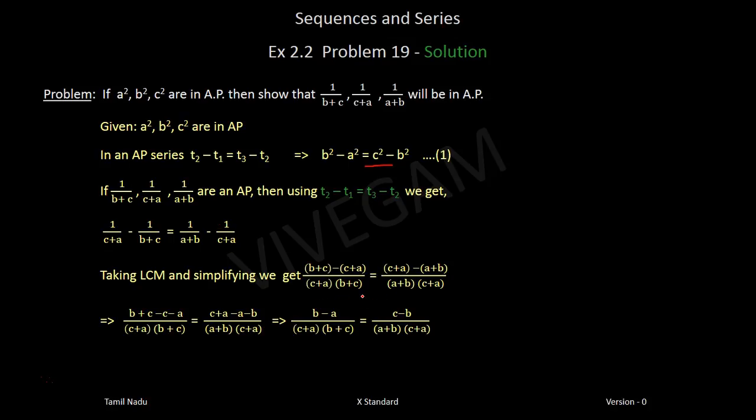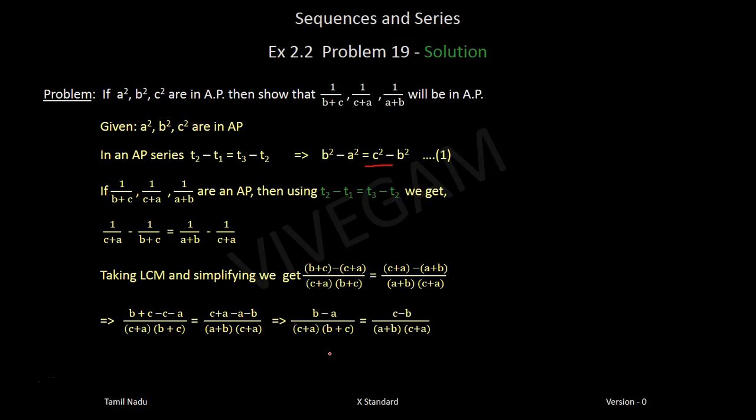Now you keep all these things here and expand your numerator. It will become b plus c, open the bracket, it will become minus c minus a. Similarly, here also on the RHS, c plus a minus b. We now look at it. This plus c and minus c will get cancelled. Plus a and minus a will get cancelled. So you will get b minus a divided by this equal to c minus b divided by this. That's what we have written here.